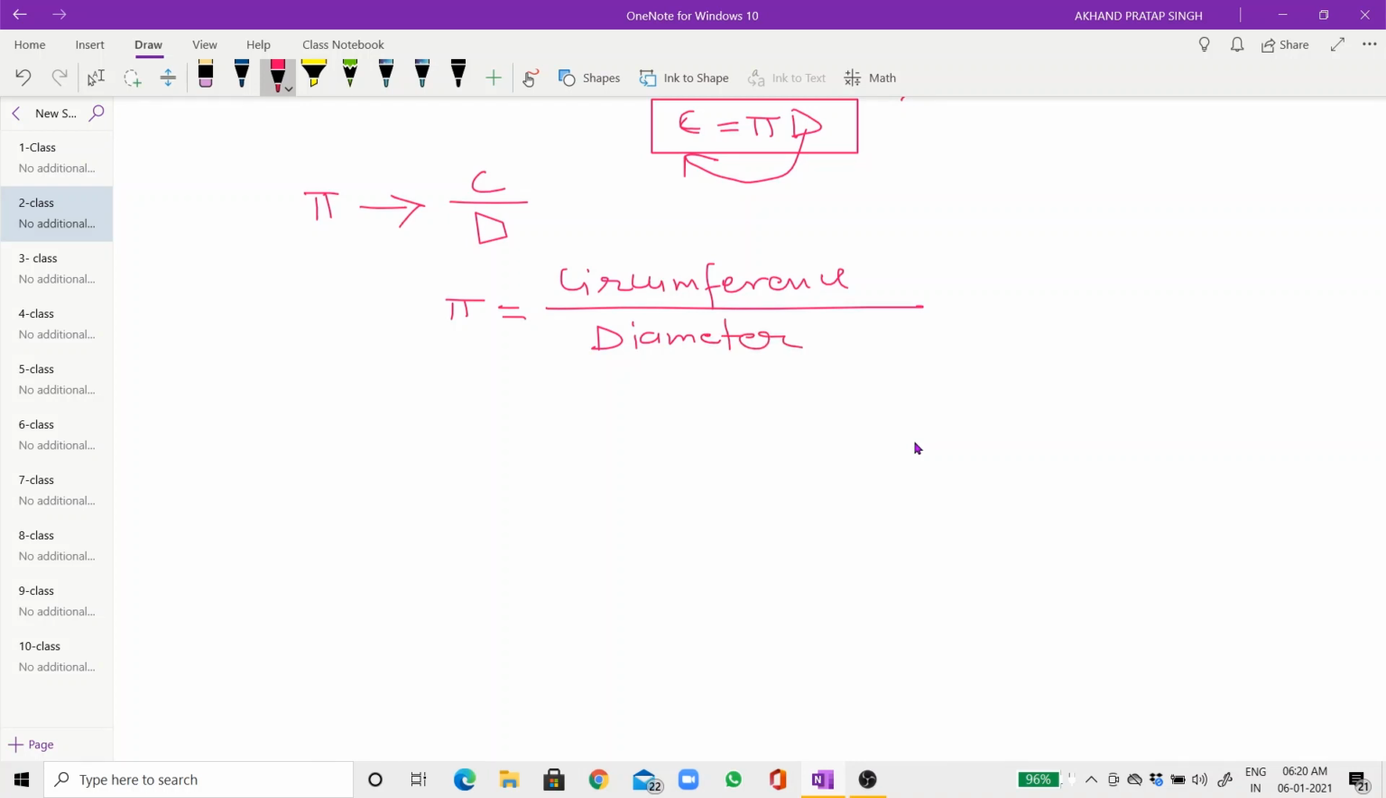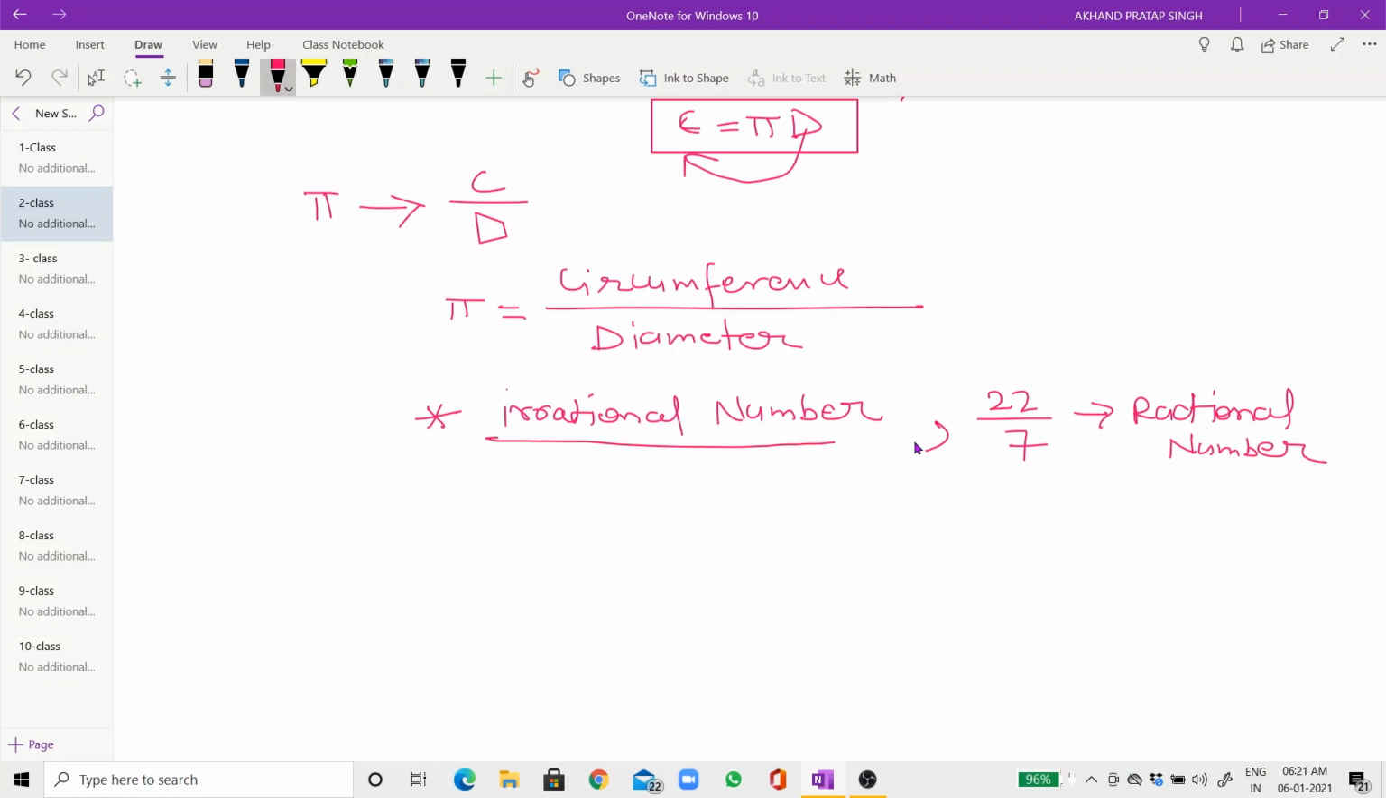So we can say that pi is a ratio of circumference to the diameter of a circle, and it is an irrational number. But the value of pi as 22 by 7 is a rational number. Be careful about that. Pi is an irrational number, but 22 by 7 is a rational number. So you have to remember all these points.